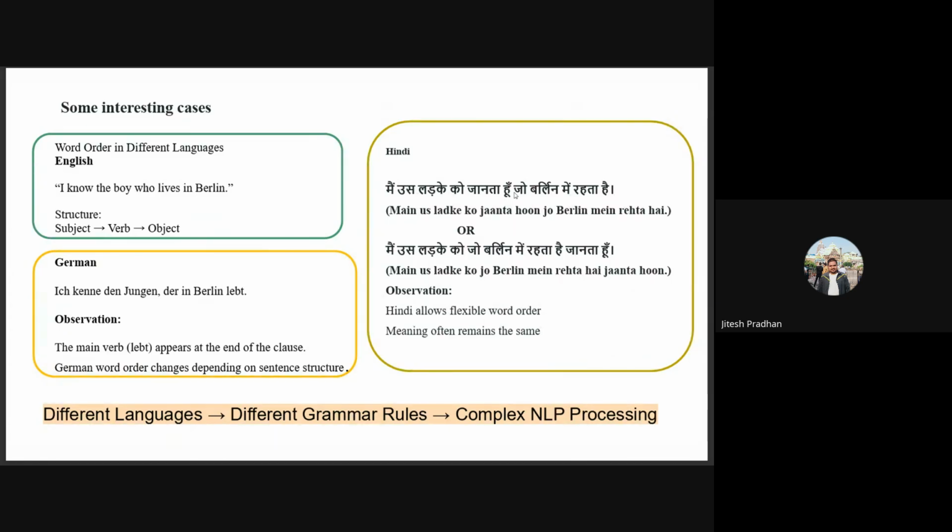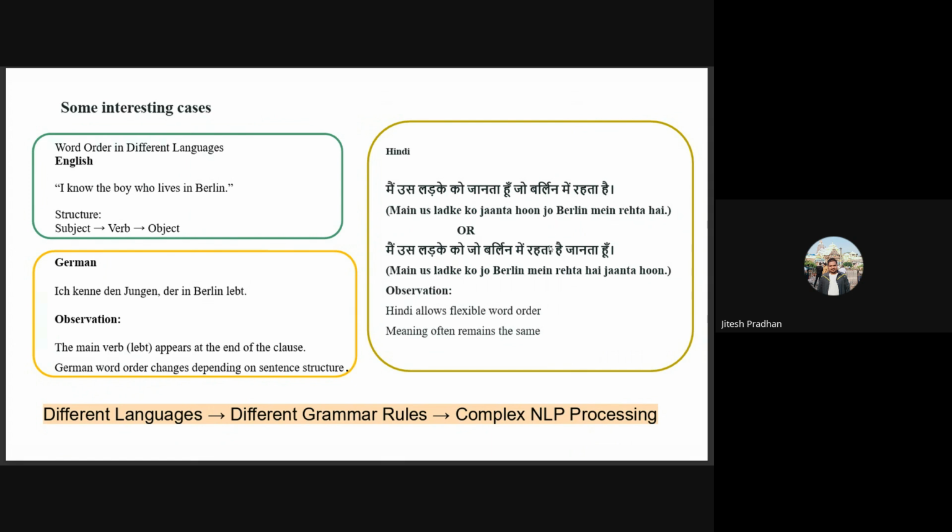So मैं उस लड़के को जानता हूँ जो बर्लिन में रहता है, and at the same time we can write it like this also, मैं उस लड़के को जो बर्लिन में रहता है जानता हूँ. Hindi is more ambiguous. Okay, because look at here, in these two, the observation is Hindi allows flexible word order. मैं उस लड़के को जानता हूँ जो बर्लिन में रहता है. At the same time, we can write it like this also. मैं उस लड़के को जो बर्लिन में रहता है जानता हूँ.